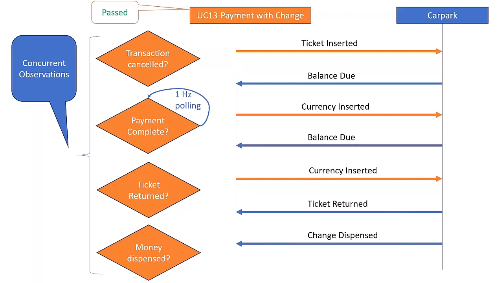So we may have multiple outstanding observations: ticket return, money dispensed, either change or a partial payment refund, and that possible cancellation, all hanging off that ticket insertion stimulus. In fact, it was that particular scenario that prompted support for concurrent observations. And who knows what enhancements may be supplied by future users in the xtUML community.